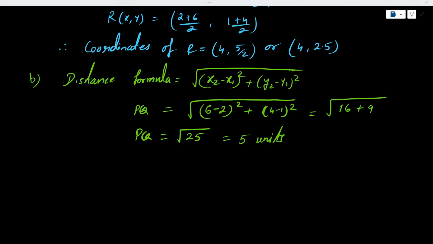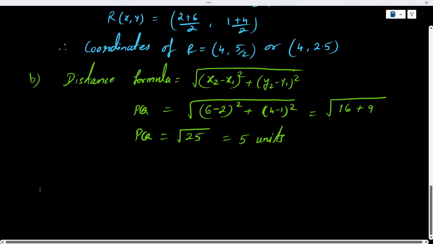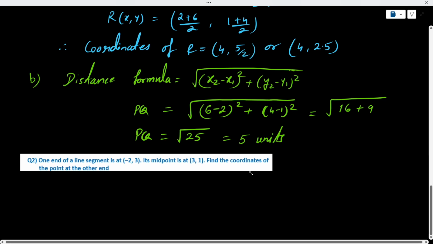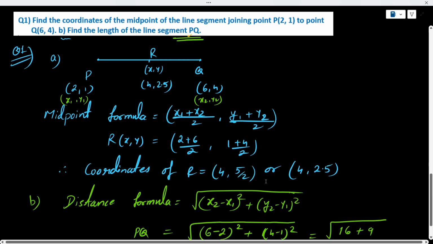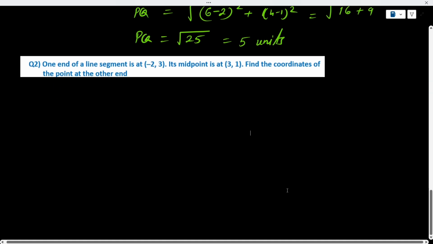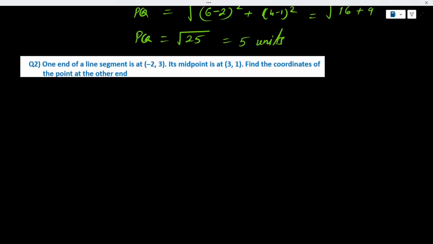So I will give you the next question also. This is your next question. It says here question 2, one endpoint of the line segment. See, in this question both the endpoints were given, P and Q, but in this next question it says one endpoint of the line segment.